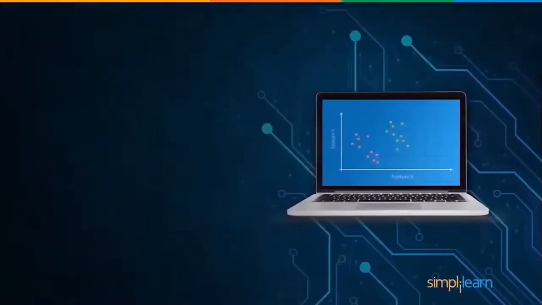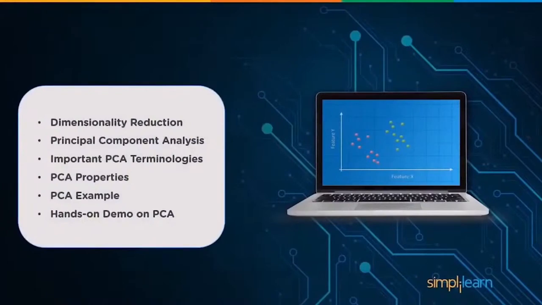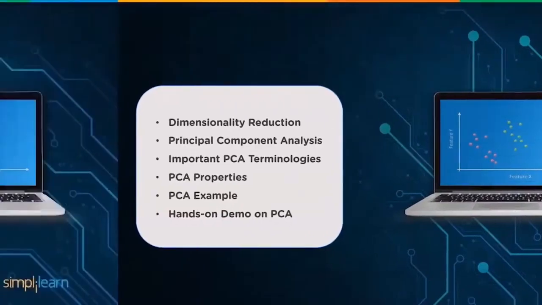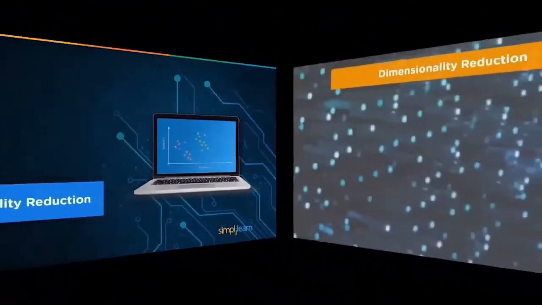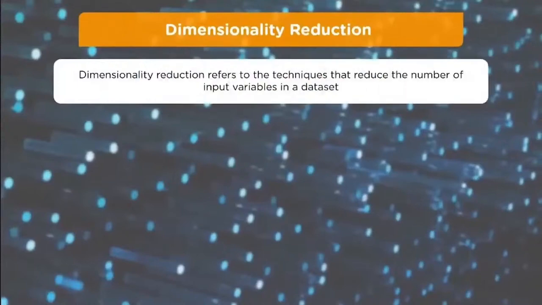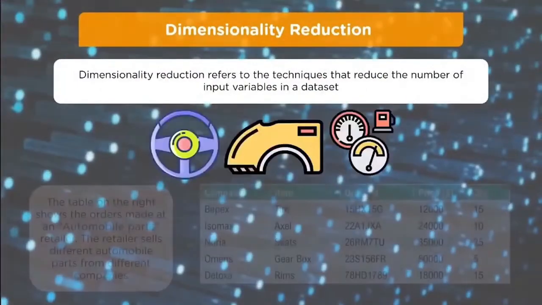When we talk about principal component analysis, we're going to cover dimensionality reduction, principal component analysis, what it is, important PCA terminologies, and you'll see it normally abbreviated as PCA, PCA properties, a PCA example, and then we'll pull up some Python code in our Jupyter Notebook and have a hands-on demo of PCA and how it's used. Dimensionality reduction. Dimensionality reduction refers to the technique that reduces the number of input variables in a data set.